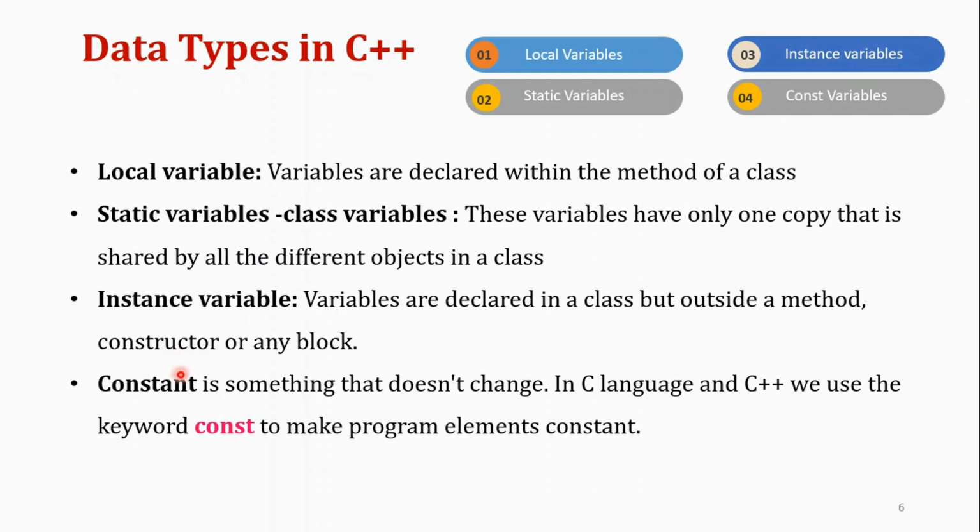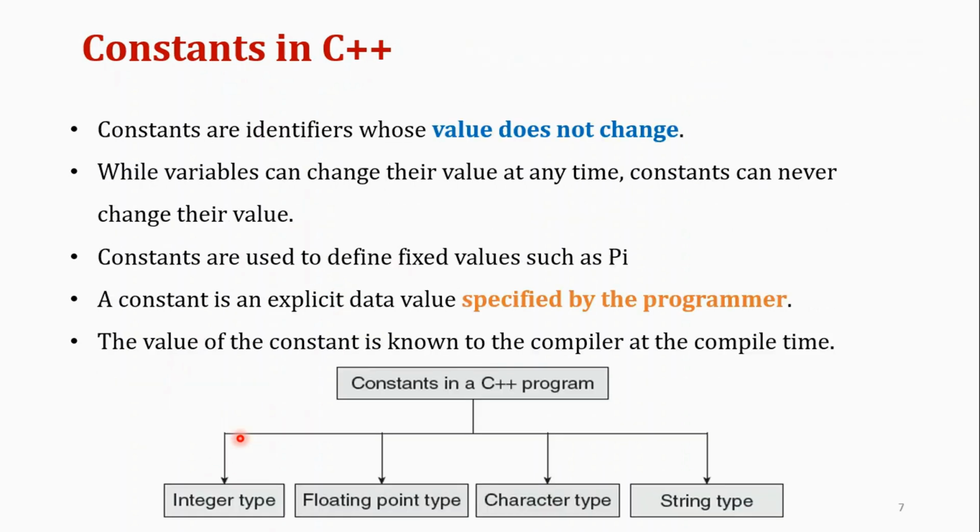Coming to constants: a constant is something fixed, so it doesn't change. In C++, a constant can be declared with the keyword const. A constant value doesn't change, as we know very well. The constant is an explicit data value defined by the programmer or developer. These are some types of constants in C++: integer, floating point, character, and string type constants.